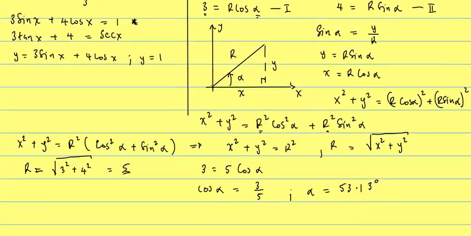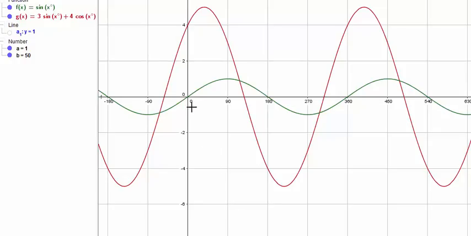What this then means is that our original equation 3 sine x plus 4 cos x can be written in terms of sine x only as 5 sine into brackets x plus the angle alpha, which we have just found to be 53.13 degrees. Now, going back to the two graphs, it means that the green graph of y is equal to sine x could actually be transformed into the red graph by using the values that we have just calculated.